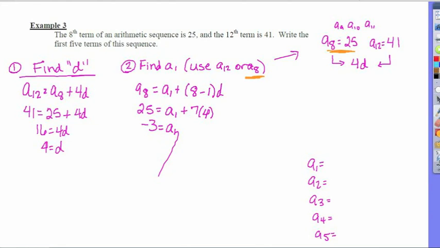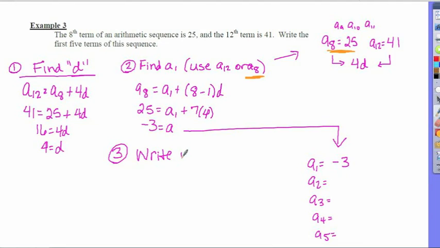So if negative 3 is A1, it doesn't actually ask me to write the formula, but I am going to go ahead and practice this since we don't have a lot of examples here. Let's go ahead and write the formula.